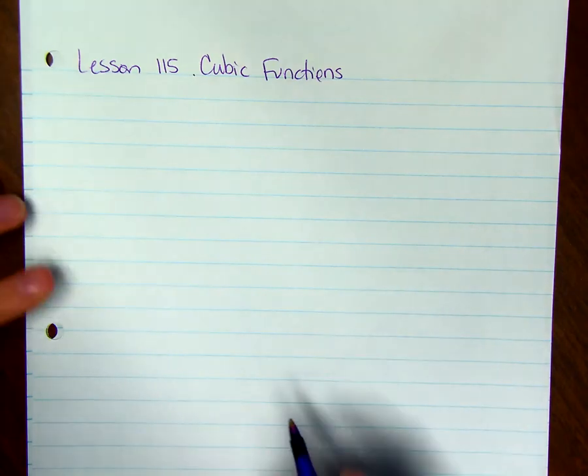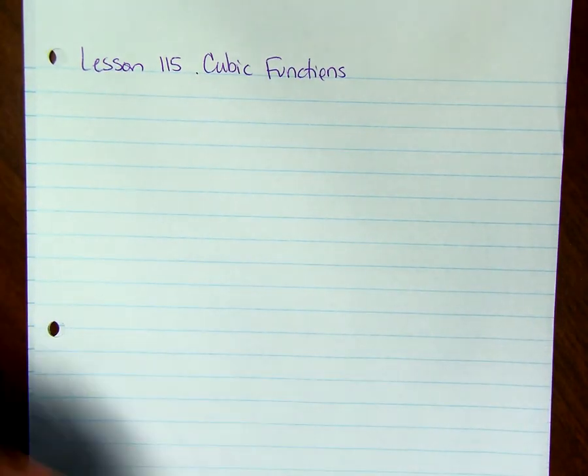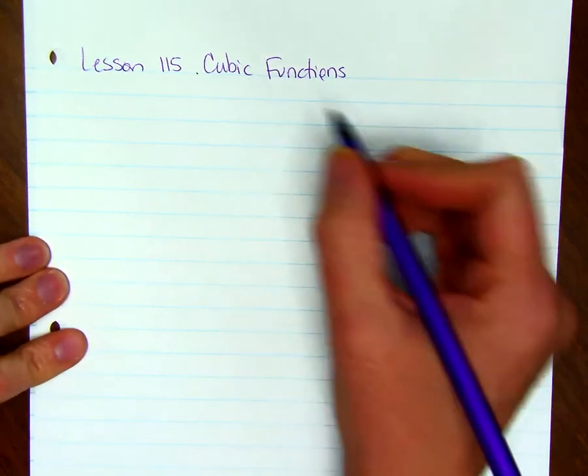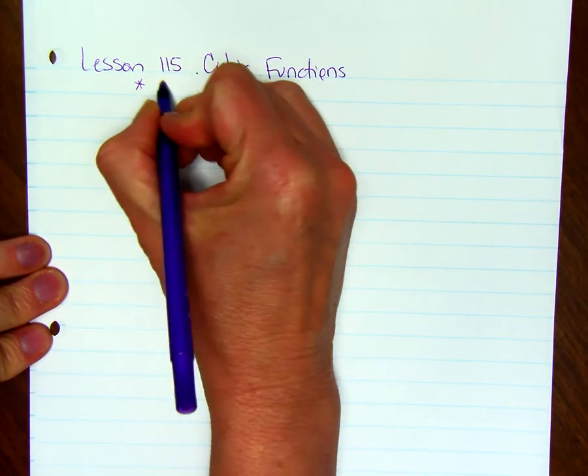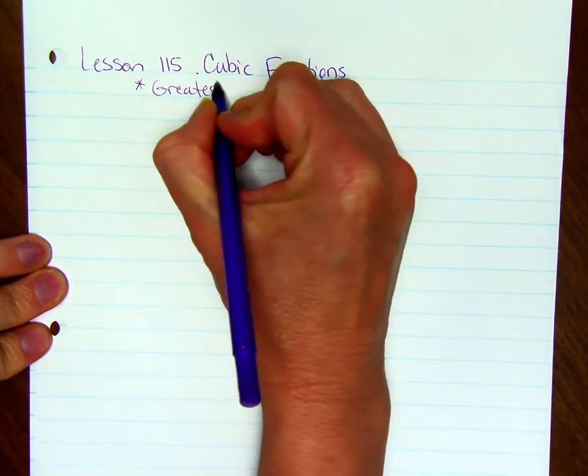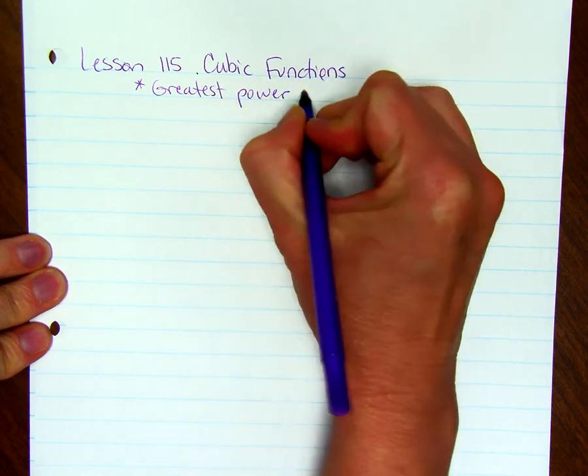Lesson 115, cubic functions. This is where the greatest power of any variable in your function is a 3.